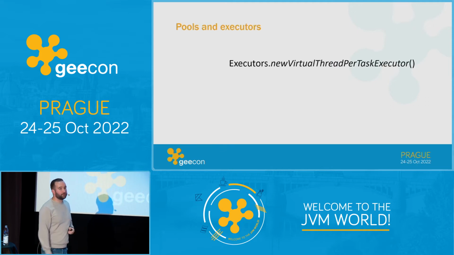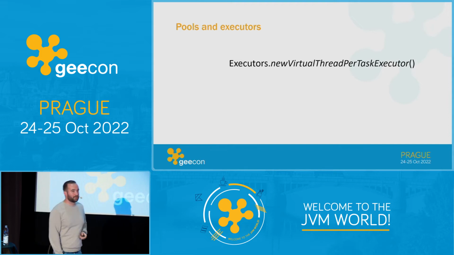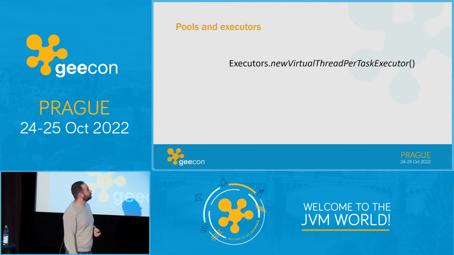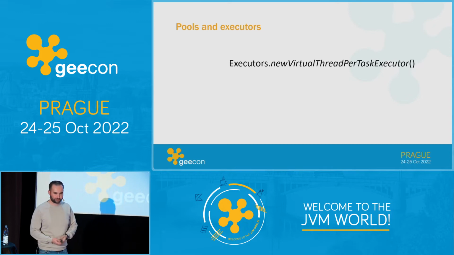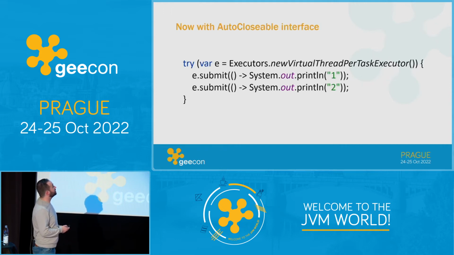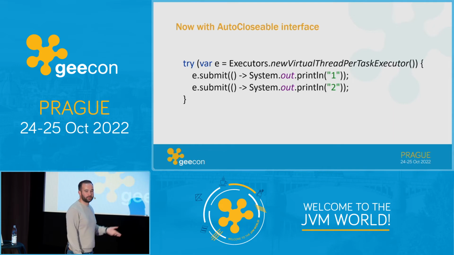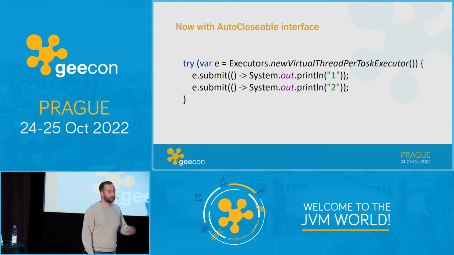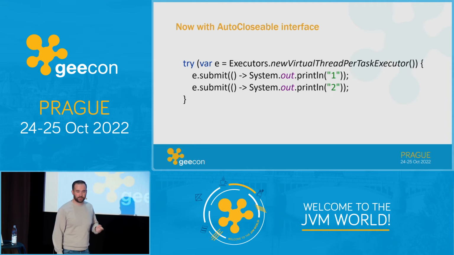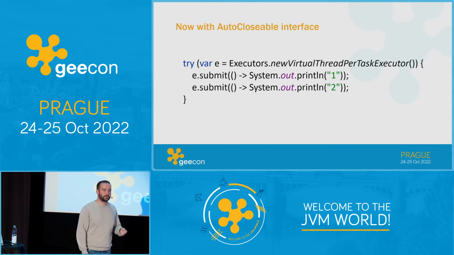And since Java 5, we are encouraged to use the executors instead of the Thread class directly. So here I have the new virtual thread per task executor. It really does what the name says: it will create a virtual thread for each task that you submit to it. Another nice thing with Java 19 is that the executor services now implement the AutoCloseable interface. So now I can put them inside a try. So here I have this complete example where I will now use the executor service and submit 2 new tasks. And each of these tasks will run in a new virtual thread.